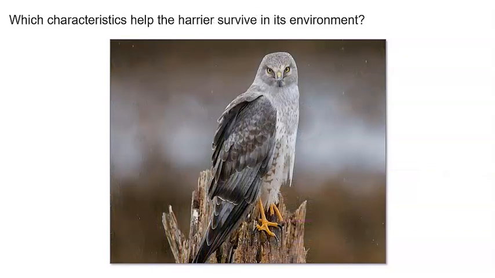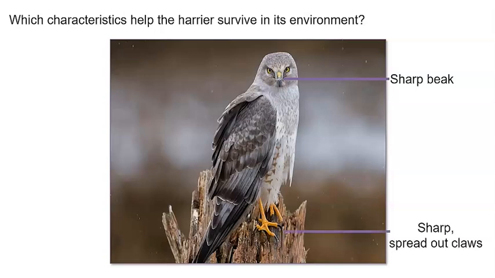Which characteristics help the harrier survive in its environment? The harrier has a sharp beak. Maybe the harrier's sharp beak helps it get food. The harrier also has feet with sharp, spread out claws. The harrier's feet can help it catch food and perch on branches.